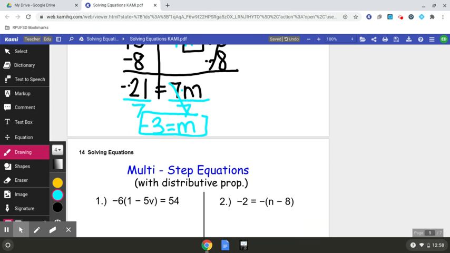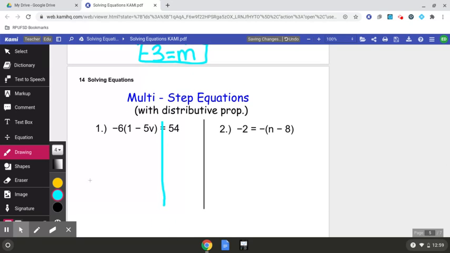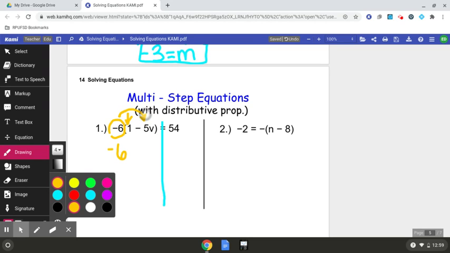Okay, so now what we're going to add into these problems is the distributive property. So the distributive property says that whatever number's on the outside of a parenthesis, we need to multiply into all the terms. So we're going to first draw our line down the equal sign. That doesn't change. Okay, now what we're going to do is we're going to take the number on the outside, that negative 6, and we're going to multiply it in. So negative 6 times 1 is just negative 6. And negative 6 times a negative 5v would be a positive 30v. Okay, and that equals 54.